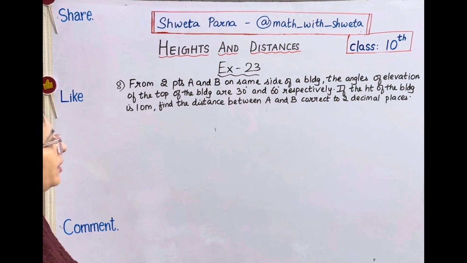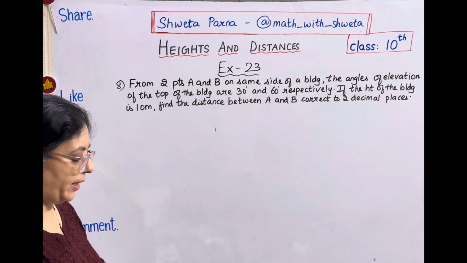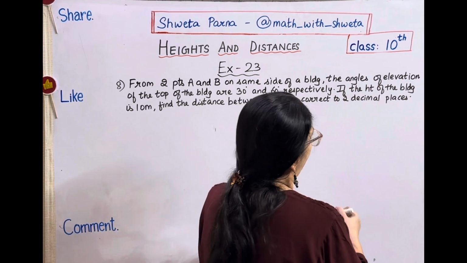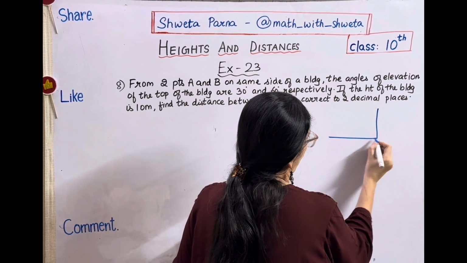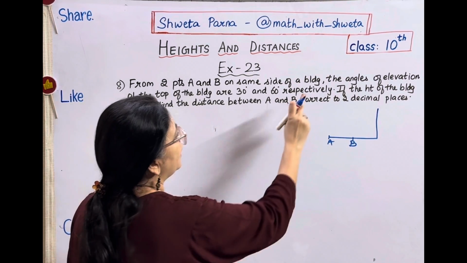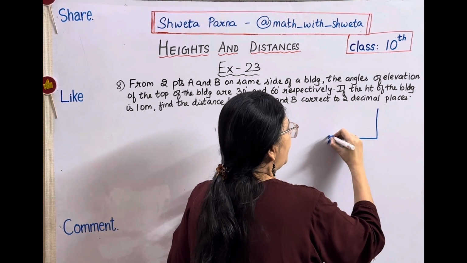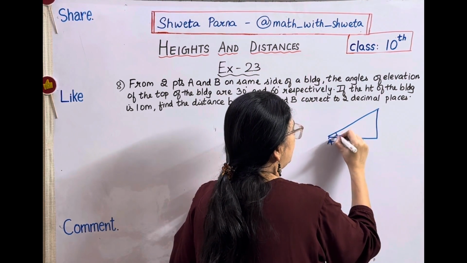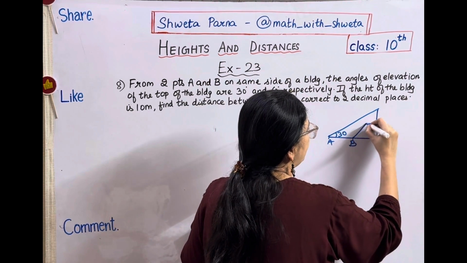Okay. Let's go to the next one, question number 8. From 2 points A and B on the same side of a building. Say for example, I draw this building, and on the same side say point A and this is point B. The angle of elevation of the top of the building from point A is 30 degrees, and from B it is 60 degrees.